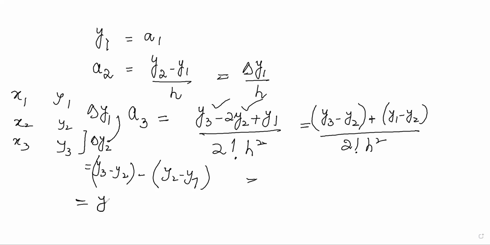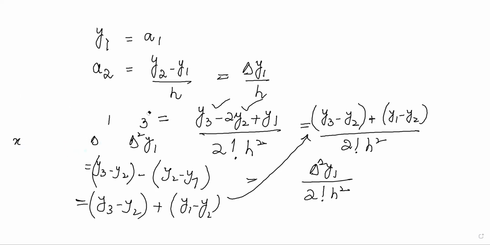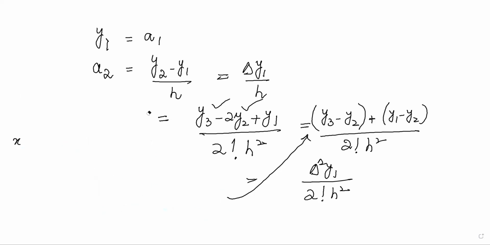That is equal to y3 minus y2 plus y1 minus y2. This second difference is defined as delta 2 y1. So this expression can be written as delta 2 y1, this is the second forward difference, divided by 2 factorial into h square. In the same way, our last expression was h raised to the power n. In the last expression, we had a_{n+1}.